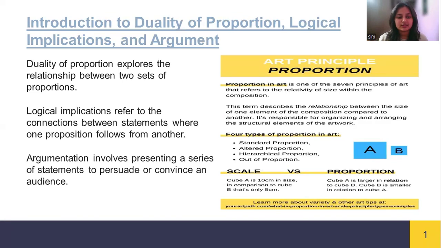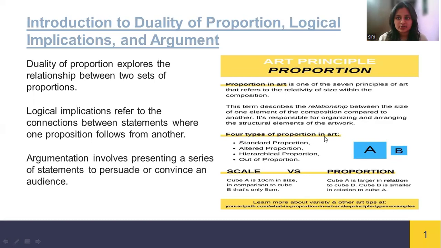This is about logical implications. And the definition of argumentation involves presenting a series of statements to persuade or convince an audience. Proportion in art is one of the 7 principles of art that refers to the relativity of size within the composition. This term describes the relationship between the size of one element of the composition compared to another. It's responsible for organizing and arranging the structural elements of the artwork.